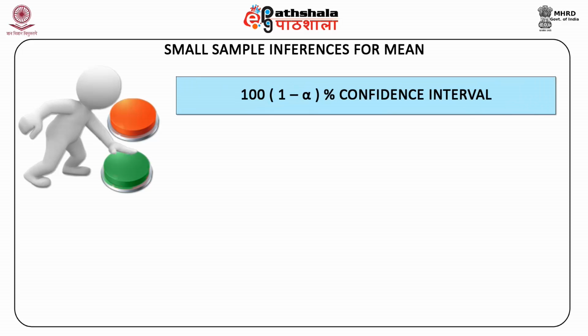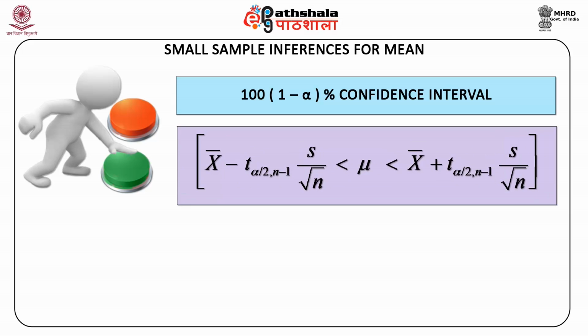The 1 minus alpha level two-sided confidence interval for mu has a lower limit x bar minus t alpha by 2, n minus 1 times s upon root n, and the upper limit is x bar plus t alpha by 2, n minus 1 times s upon root n, where plus minus t alpha by 2, n minus 1 are the critical values. Here alpha by 2 is the area under the curve in each tail of the distribution.